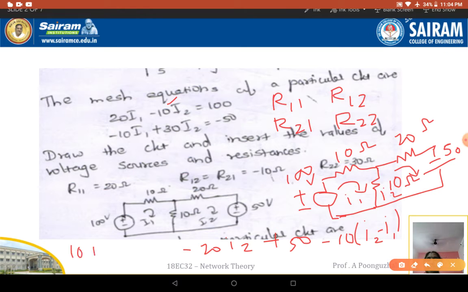If I simplify it, it is 10 I1 minus 30 I2 is equal to minus 50. That means my polarity is wrong: here 30 I2 should be plus, and this should be minus. So the polarity of the voltage source is wrong. What I should do is erase it and change it to this one.